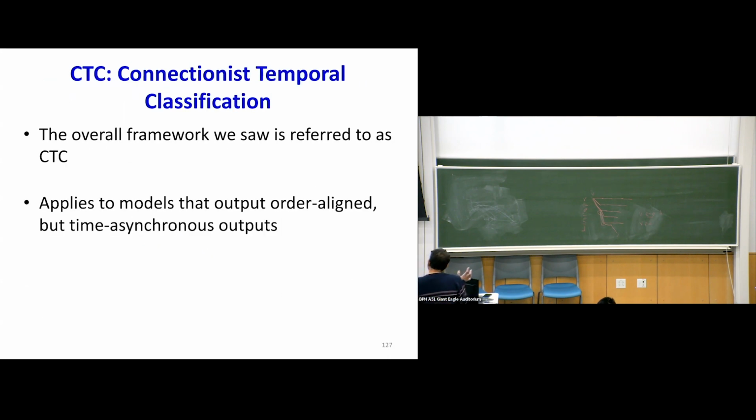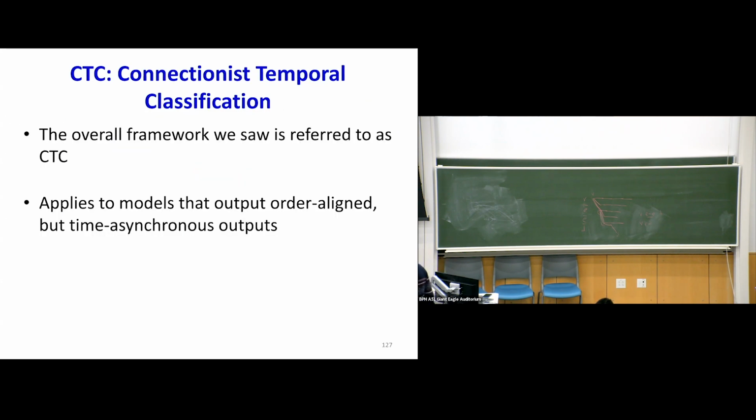So this overall framework we saw is what is called connectionist temporal classification. We still have one more problem left. So I'm going to spend the last 12 minutes on this. This applies to models that are order aligned, but time asynchronous, right? Which means like speech recognition. The output and input have a definite order correspondence. The first output symbol corresponds to the initial portion of the input and so on. But you don't have an output at every time, right?